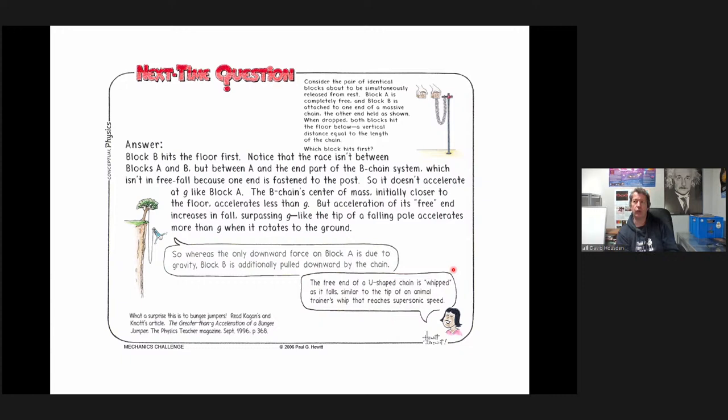And it's a little bit like a falling pole, the end of which accelerates faster than G. So a bit of a surprising result. So a little bit out there, that question. That's where I thought it sort of finished with, just something a little bit quirky. But things are never quite as simple as we would like them to be. But one can look at the centre of mass of that system and think about it.